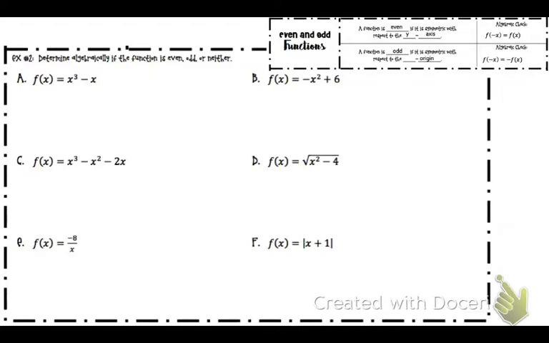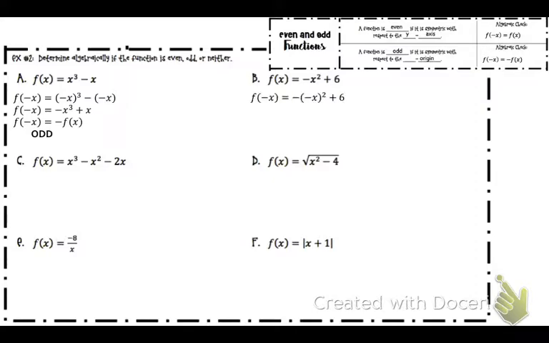So you always check these by plugging in negative x. So I'm going to have f of negative x equals negative x cubed minus negative x. Negative x cubed is still negative x cubed, and a negative times a negative is a positive, so that's negative x cubed plus x, which is negative f of x, so that function is odd. Okay?